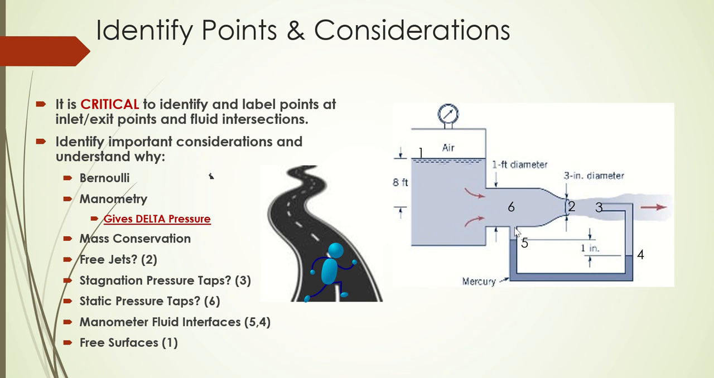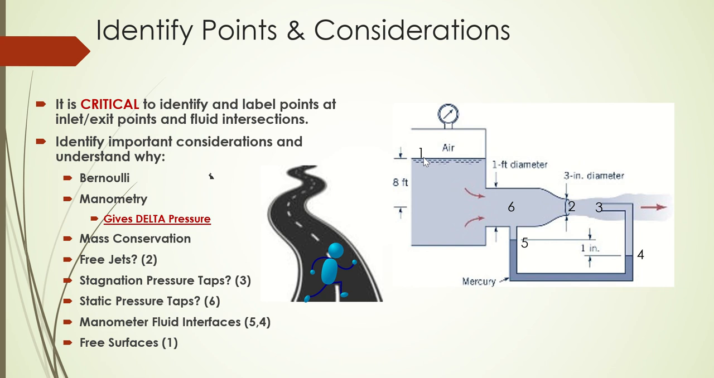A static pressure tap is 6. We always want to define a static pressure tap above the inlet to the manometer. Very important. Always define a static pressure tap above the inlet to my manometer. And also define points at the manometer fluid interfaces. Here we're talking about 5 and 4. We have a mercury manometer, and we have water above my mercury, so we have to define these interfaces 5 and 4, and also free surfaces. So we have a free surface which is point 1.